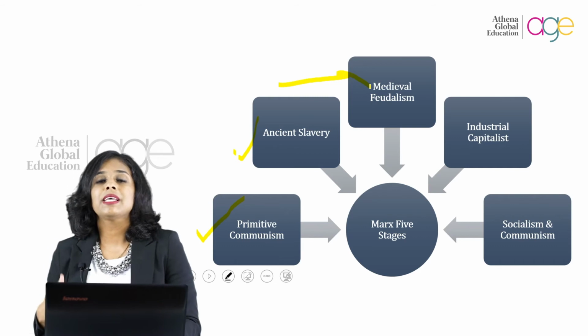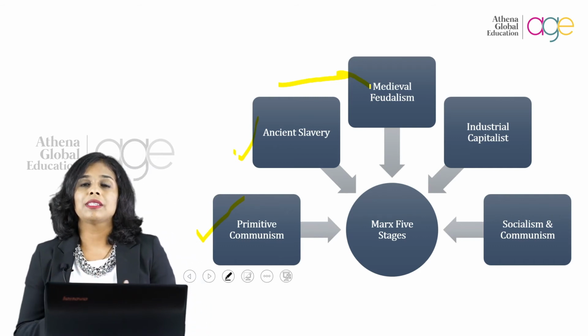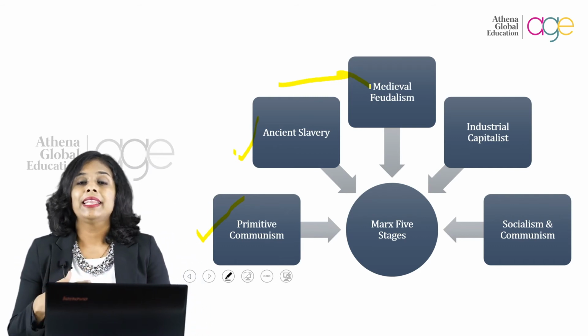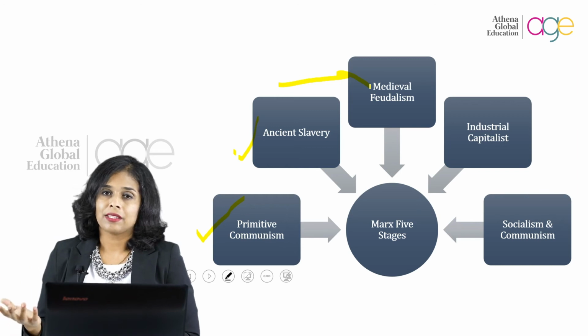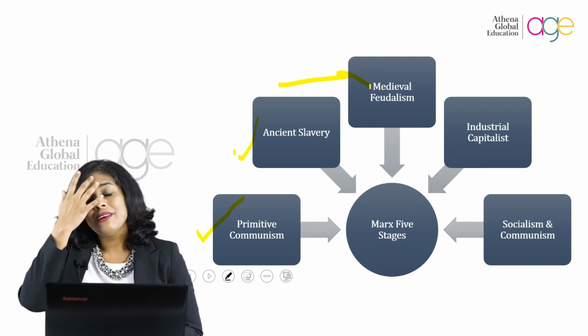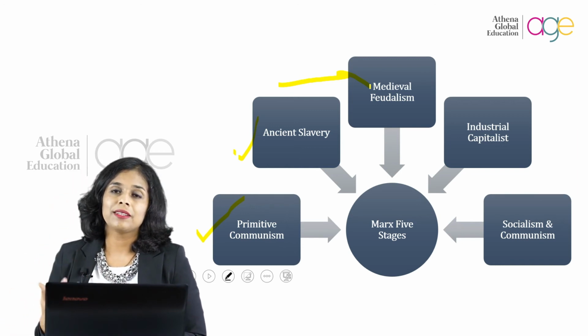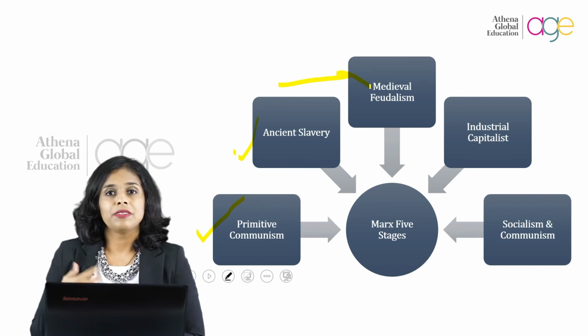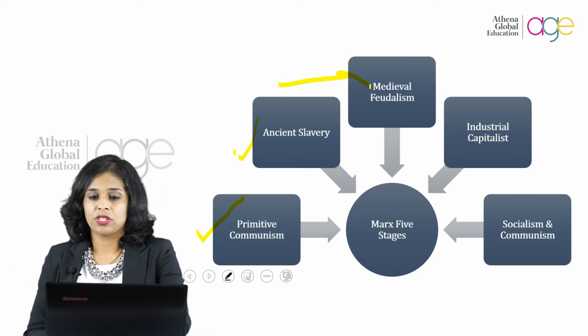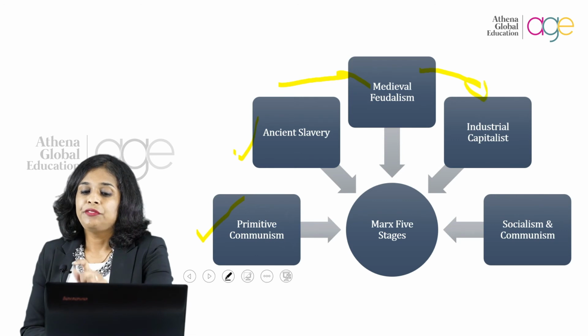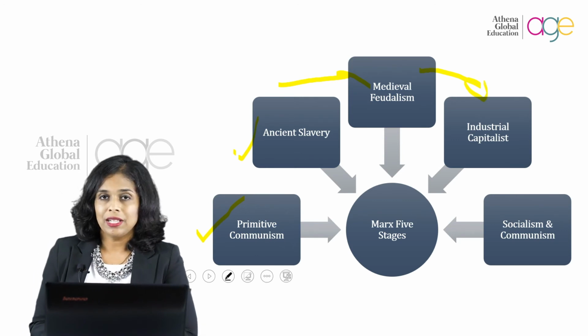Then next is medieval feudalism. In this stage, the landowners start becoming richer and richer, and they exploit the peasant class. You have the landowners and the merchants who exploit the peasant class by taking their services at a very low cost. This medieval feudalism leads to industrial capitalism.